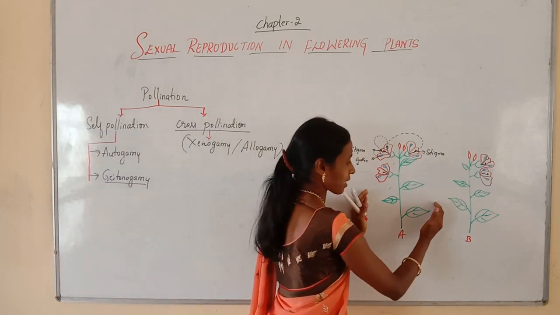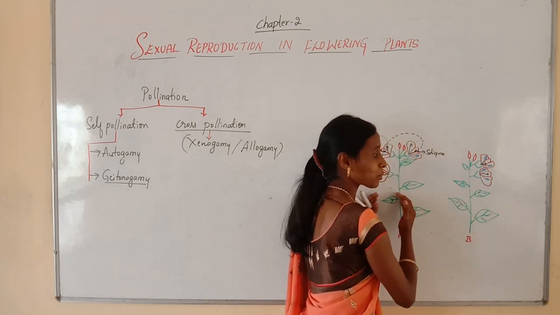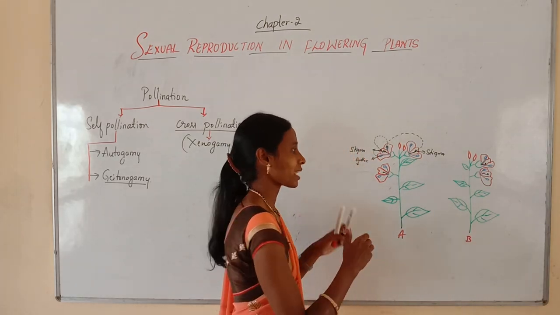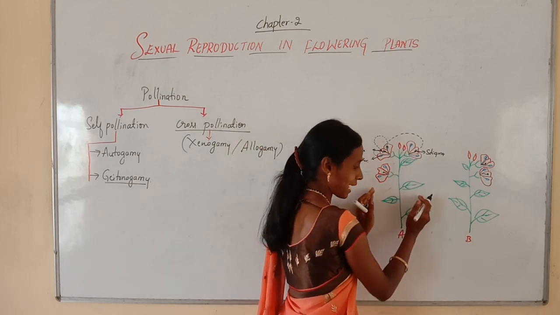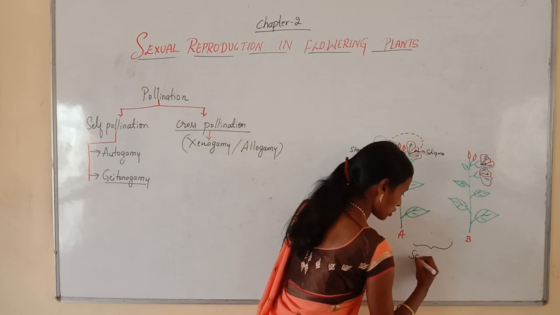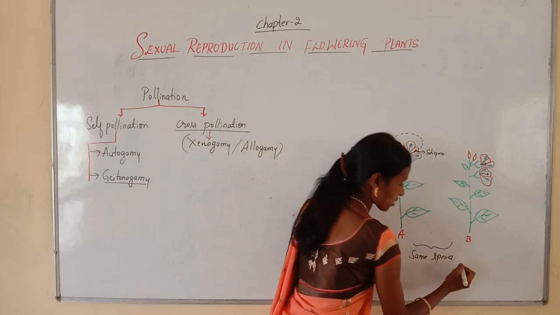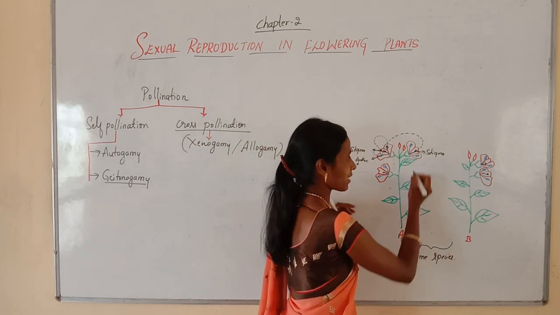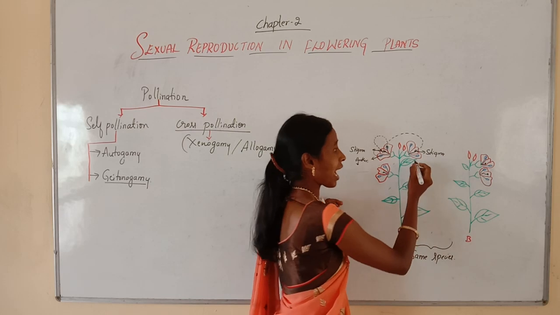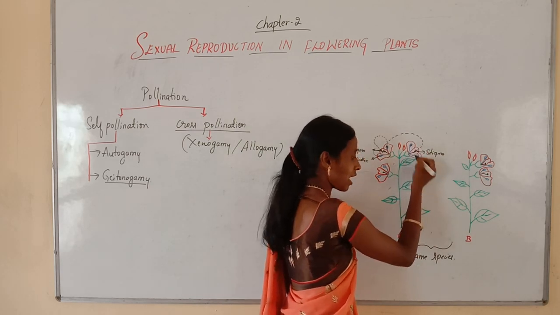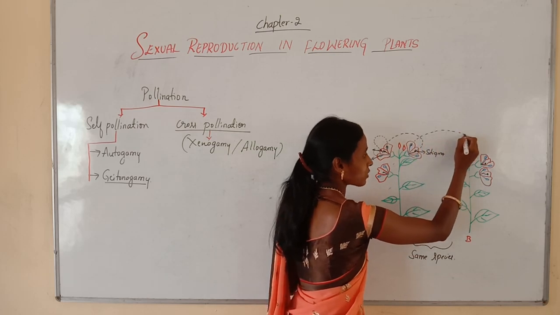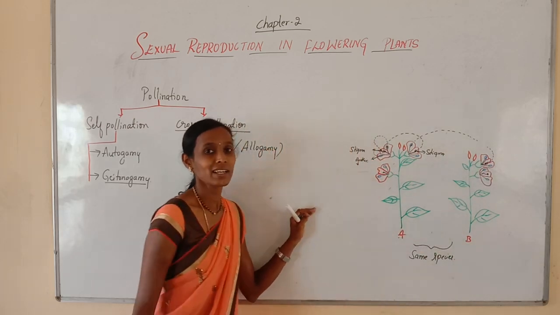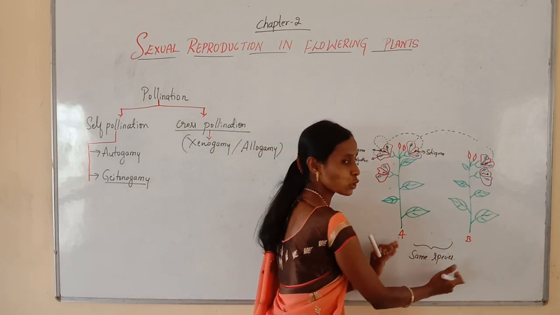I will show you. Just imagine this is one plant, this is another plant, but both plants belong to the same species. So it is species specific. Let us imagine this is plant A and plant B, both belonging to the same species. Same species in the sense, if you are taking Hibiscus rosa-sinensis, both should be Hibiscus rosa-sinensis. In plant A there is a flower, and in plant B there is a flower. Now the pollen grains present in this flower of this plant will be transferred to the stigma of this flower of this plant. This is called xenogamy. Very, very important, both should be the same species.